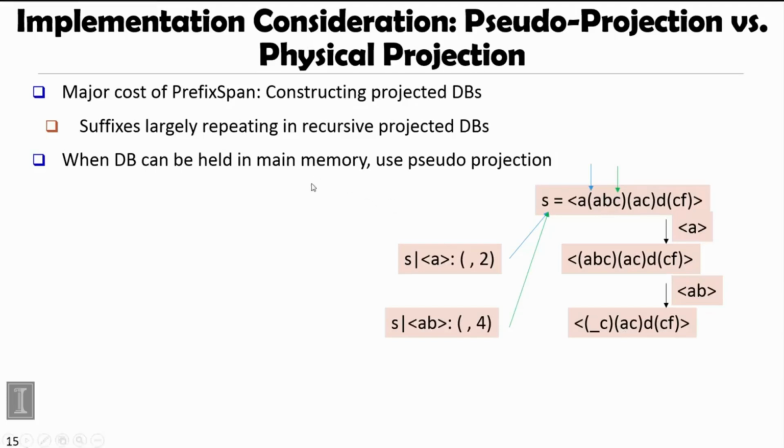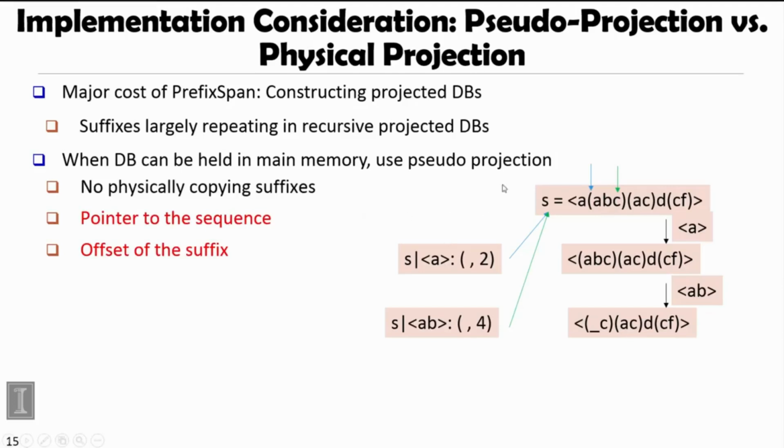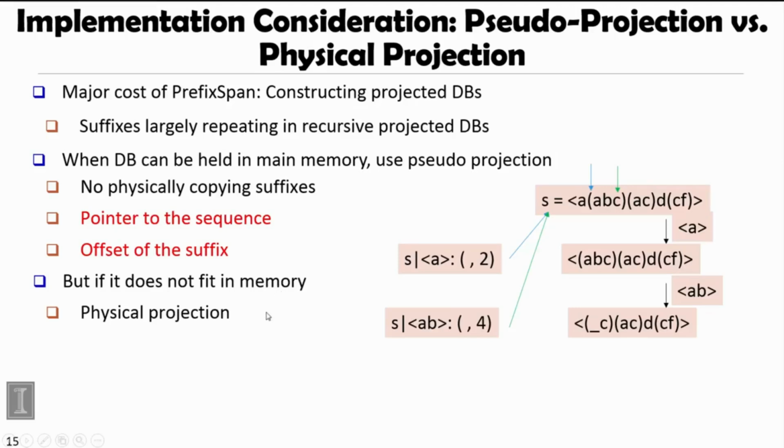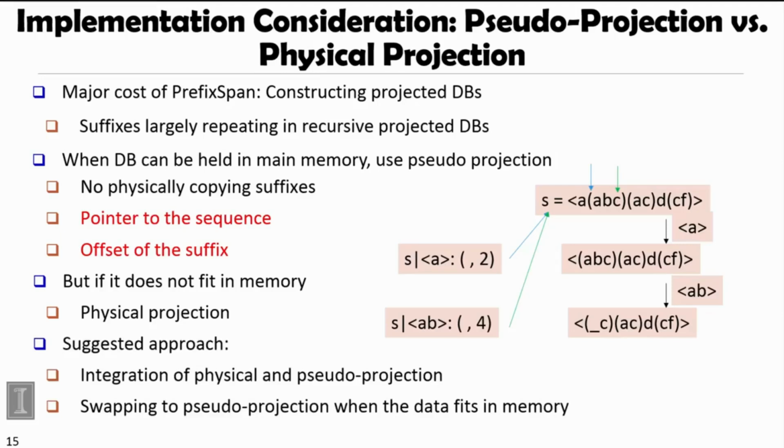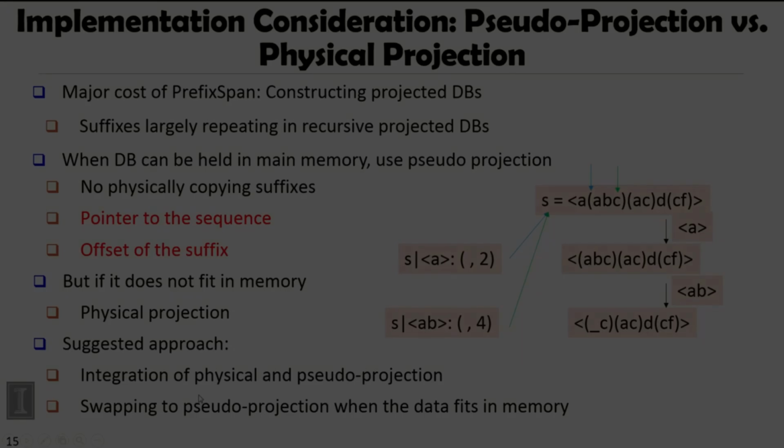So if the database can be held in the main memory, this pseudo projection is very effective because there is no physical copying of suffixes. You only need a pointer to the sequence. You just get the offset, you get the suffix. But if it does not fit in the memory, if you use pointers, you may involve lots of disk accesses. So you may really want to do physical projection because once you project it, quickly this set can fit in the main memory. That means we can integrate physical and pseudo projection. Anytime when the data fits in the main memory, you can use pseudo projection.